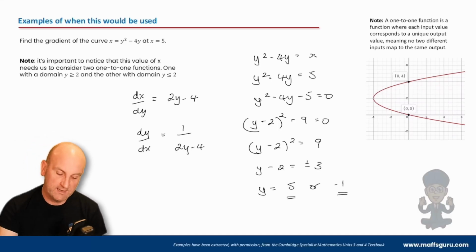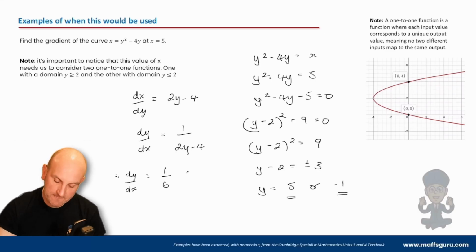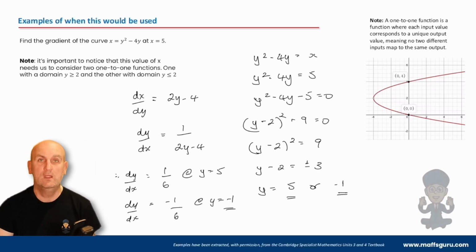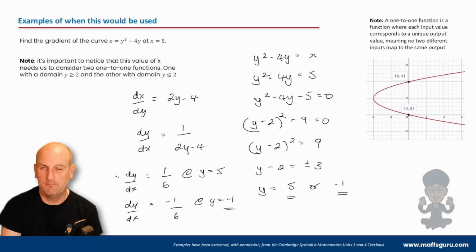Can I now find my gradients? Absolutely, because therefore my dy by dx is going to be equal to, let's put 5 in first, 2 5s are 10, minus 4 is 6, so it's going to give me 1/6 at y equals 5. And then dy by dx is equal to, 2 times minus 1 is minus 2, minus 4 is minus 6, so minus 1/6 at y is equal to minus 1. There we go. I've got a feeling that this is going to become more important as we move through the rest of this course.